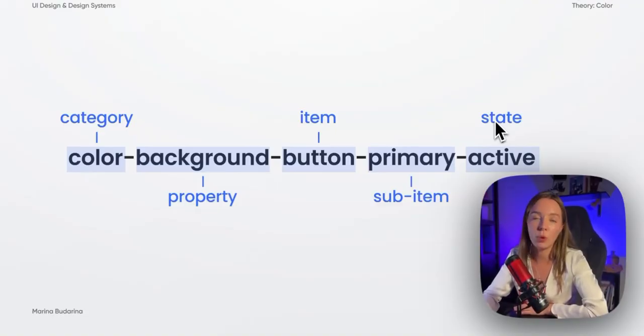The second is a property, also called type or usage. It answers the question, where is it being used? Text, background, icon, border, body, headings, and so on. You can be as specific as you need.